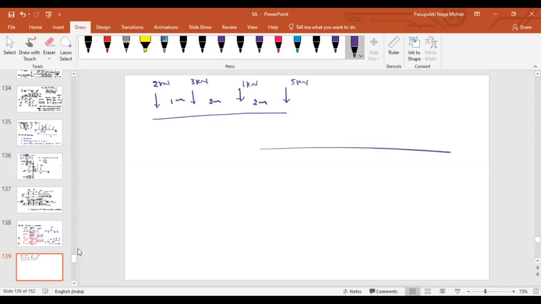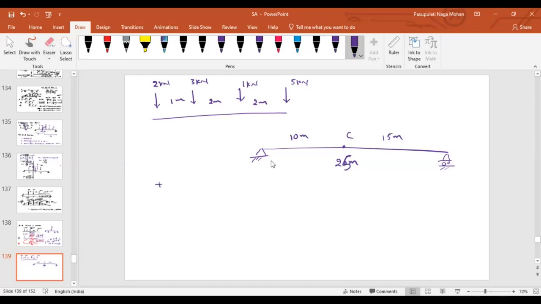Again, consider the same simply supported beam. Let us consider the total length is 20 meter and consider a point C at a distance of 25. And one is at 10 meter and another is at 15 meter.